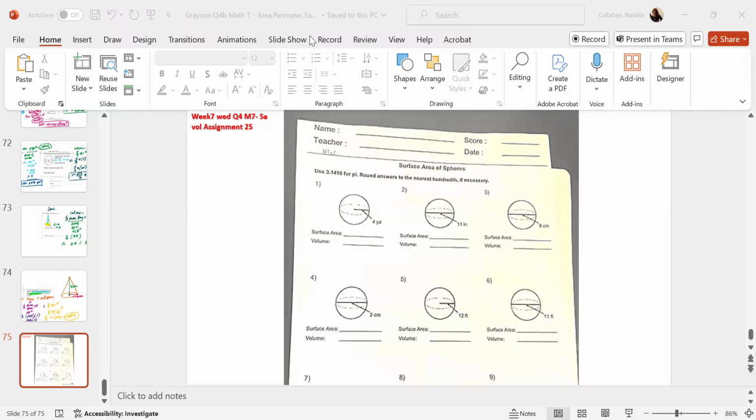Okay, so this is week 7, Wednesday. We're going to go over surface area and volume of sphere, assignment 25, quarter 4, map 7.